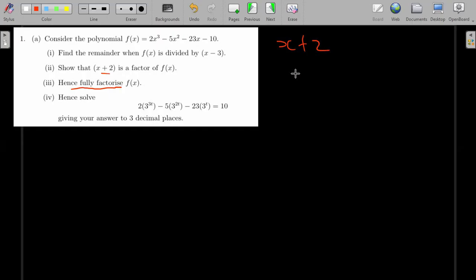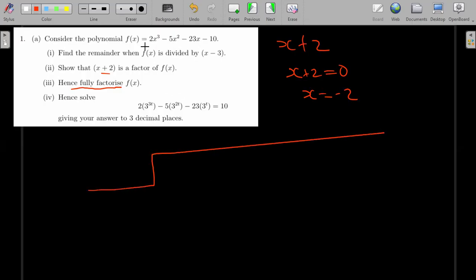So we just have to use synthetic division to simplify this cubic function to become a quadratic equation. And then we can factorize the quadratic. So we're going to say x plus 2 equals 0 simply means x equals minus 2. So we are going to do a synthetic division here. So we are going to get all the coefficients from this function.